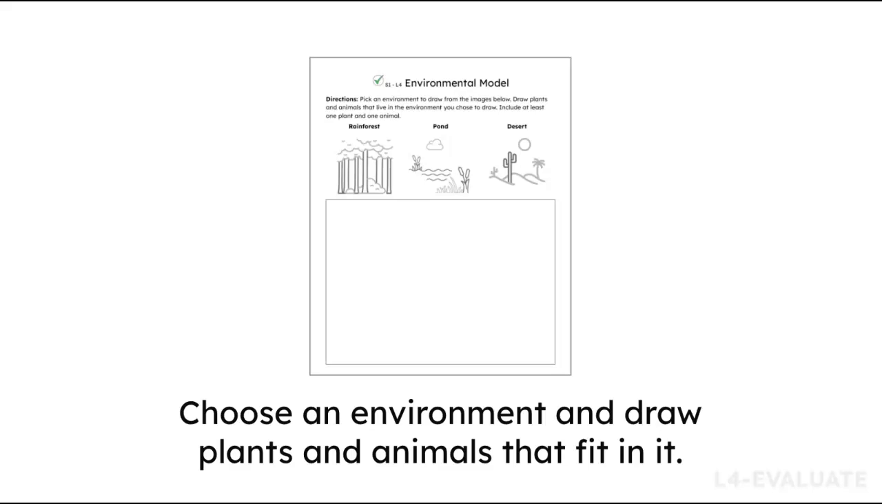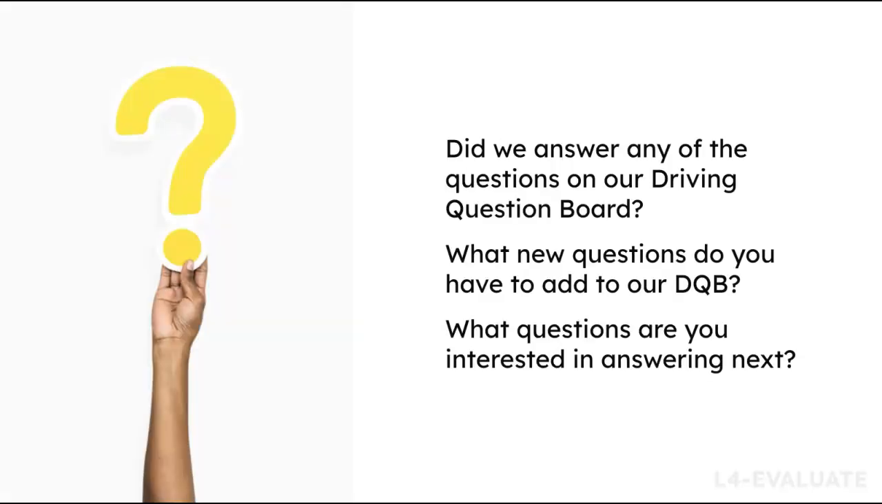For the Evaluate portion, you'll have students complete the Environmental Model student journal page. Once they have finished, you'll ask them to share why they thought those plants and animals fit in the environment they chose. To support student sense-making across the unit, orient them back to the driving question board. Ask, did we answer any of the questions on our driving question board? If there are questions that have been answered, you'll remove them from the driving question board and place them on the summary charts. Use this as an opportunity to answer the section driving question, what lives in the rainforest?